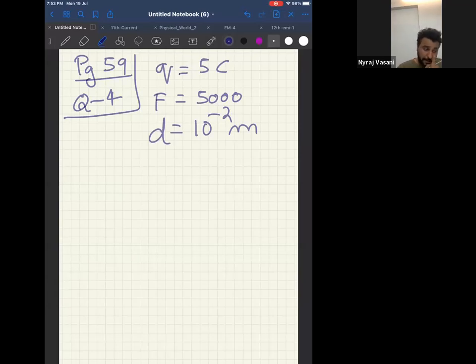Now, potential difference means what you need to find. From our formula table, tell me, what do we need to find? We need to find V. If you're confused, then you see the options. Options are given in bold. Now, I have to find V. This is the clue. Start.